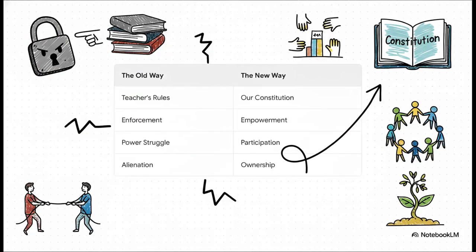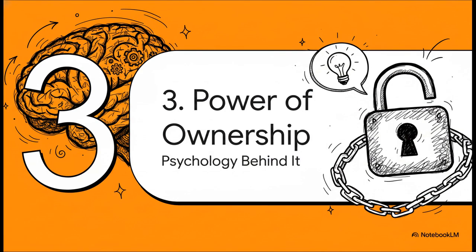This comparison really lays it all out, doesn't it? Just look at the language shift. We're going from teachers' rules to our constitution. It's a move from enforcement to empowerment, swapping out those endless power struggles for real participation. This one simple change can take that feeling of alienation and turn it into genuine, powerful ownership. So before we jump into the how-to, you've got to understand why this actually works, because the psychology behind it, well, that's the secret sauce that makes the whole thing so incredibly effective.